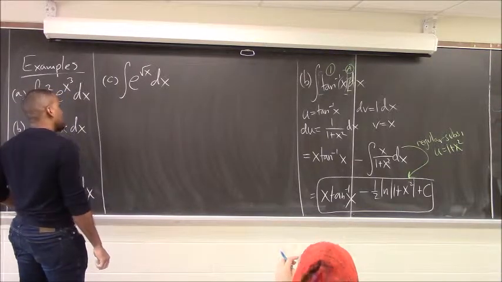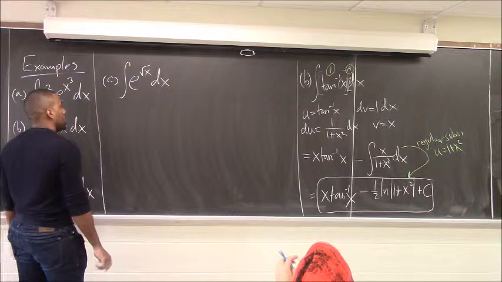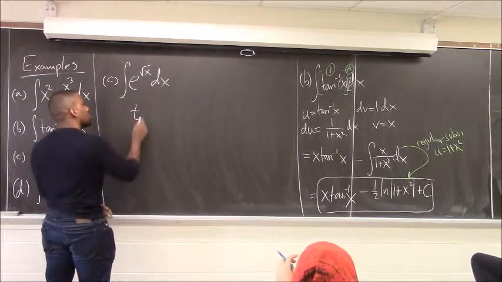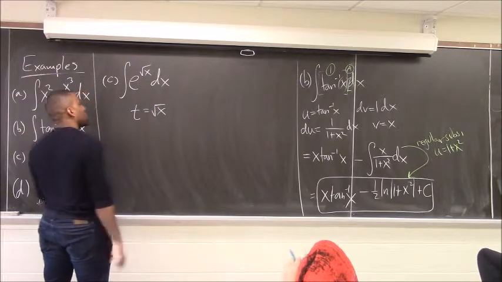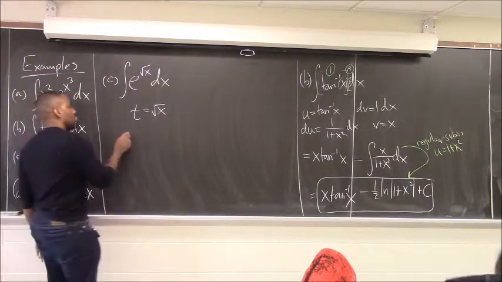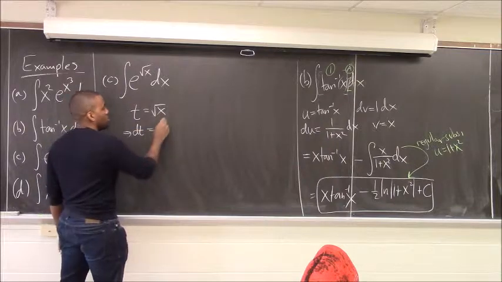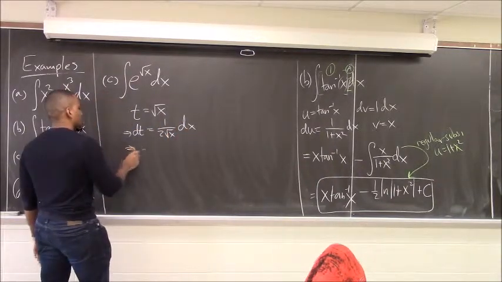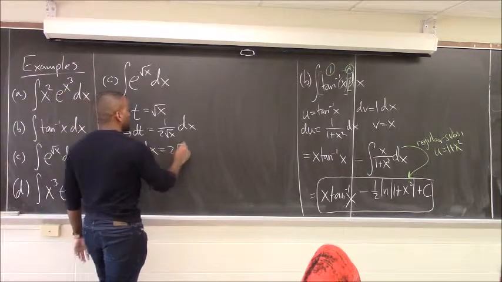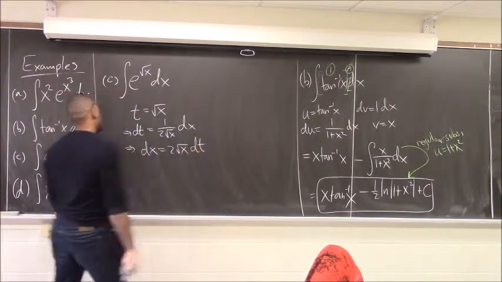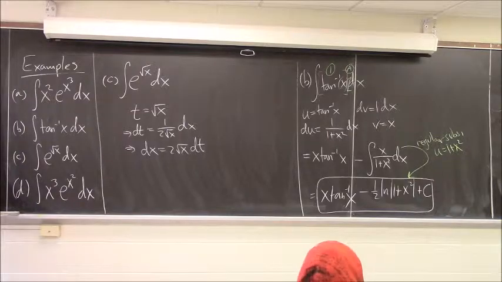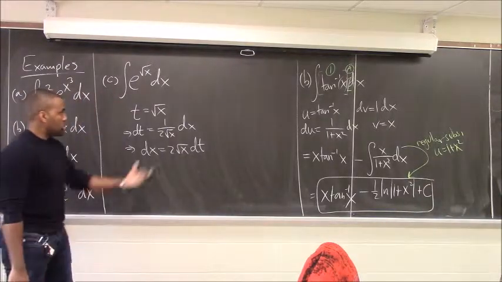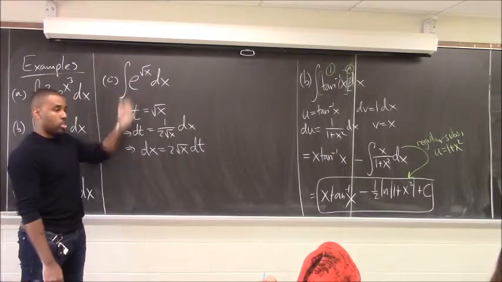The trick here is actually to start out with a substitution, and I'm going to do a t substitution. T equals radical x. This means that my dt will be 1 over 2 radical x dx. In other words, my dx would be 2 radical x dt. Now remember, one of the things with substitution is the derivative of the thing should be present in the original function.